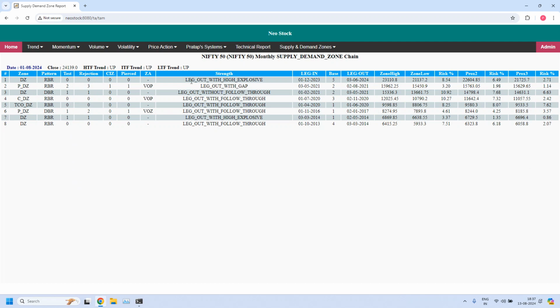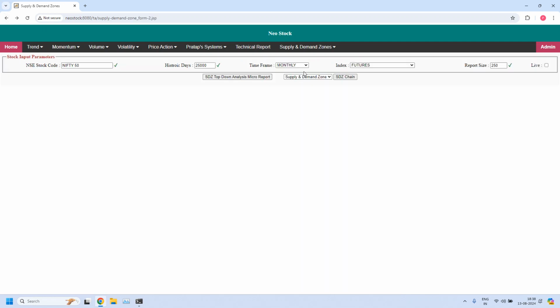And one more thing, you should also look at the trend. The current time frame trend, whichever time frame you selected, you can specify. And one time frame higher and one more time frame higher here, ITF and HTF. In this example, this is a monthly trend, this is a quarterly trend, and this is a yearly trend. This is the way, so you can understand the remaining time frames. Okay, the next time frame is weekly. I am generating weekly supply demand zone chain for NIFTY.